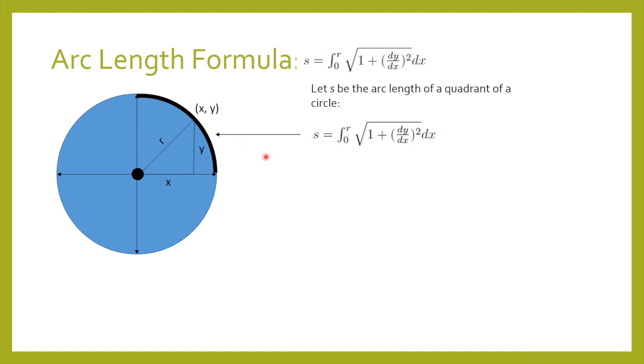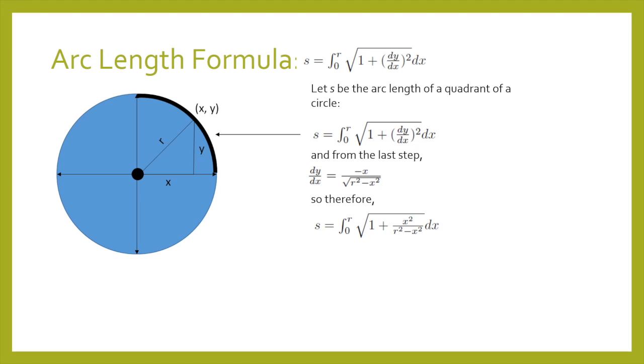The arc length of one quadrant of the circle is again the integral from 0 to r of the square root of 1 plus (dy/dx) squared dx. But we found dy/dx in our previous slide, so we can substitute that in for our equation for arc length to get s equals the integral from 0 to r of the square root of 1 plus x squared over r squared minus x squared.